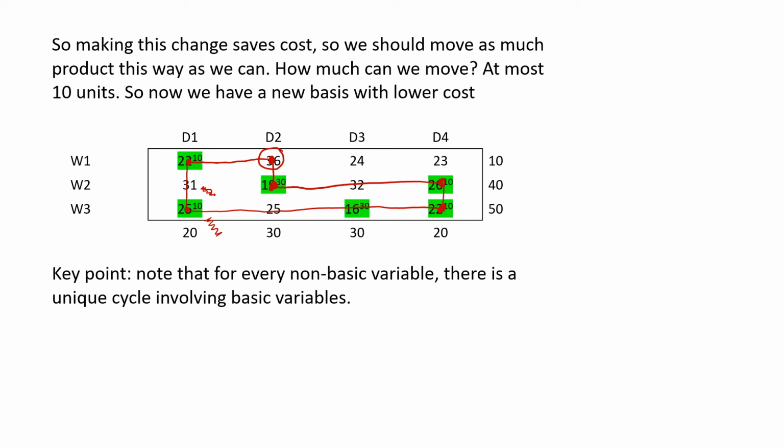So I would add items to my new variable. I would take it away from the next one. I would add to the next one and so forth all the way around the cycle. Now the question is, how do I find a basis element or a non-basic element to enter the basis that's going to give me a cheaper route?